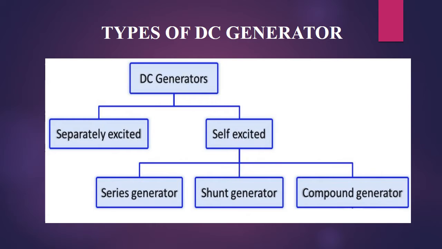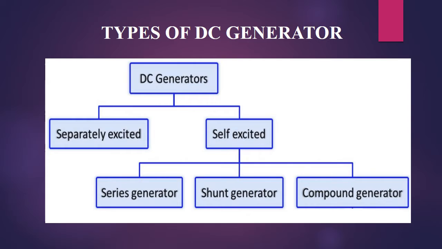When the armature is rotated, a small EMF is produced in the armature winding because of residual flux. This EMF produces a small field current in the field winding, which increases the flux per pole. There are three types of self-excited DC generators. They are series generator, shunt generator and compound generator.